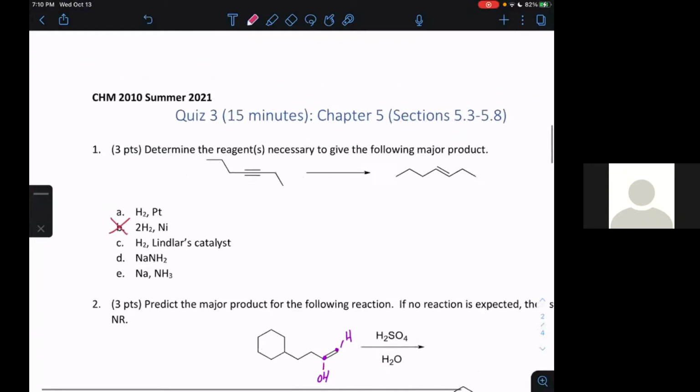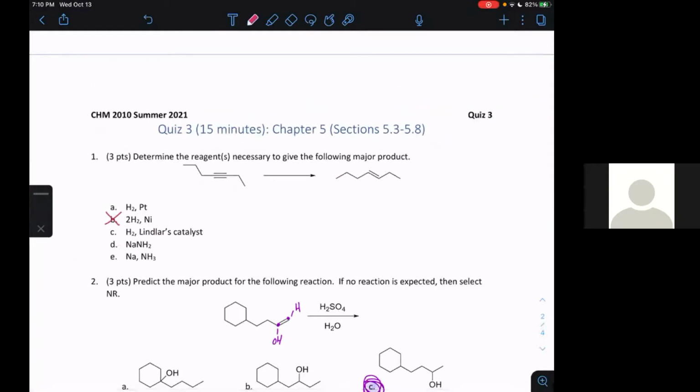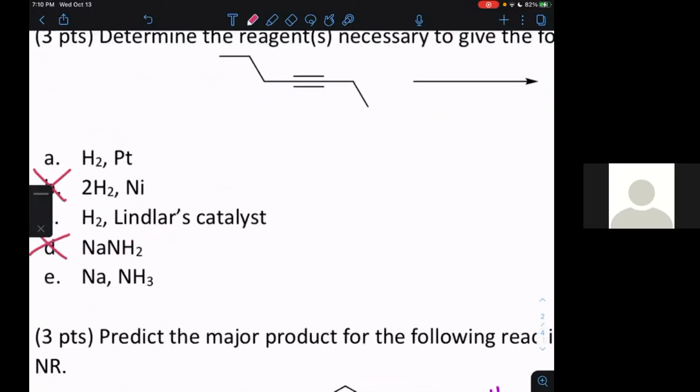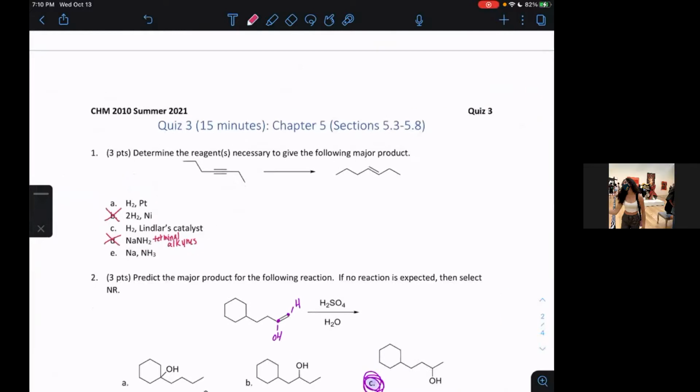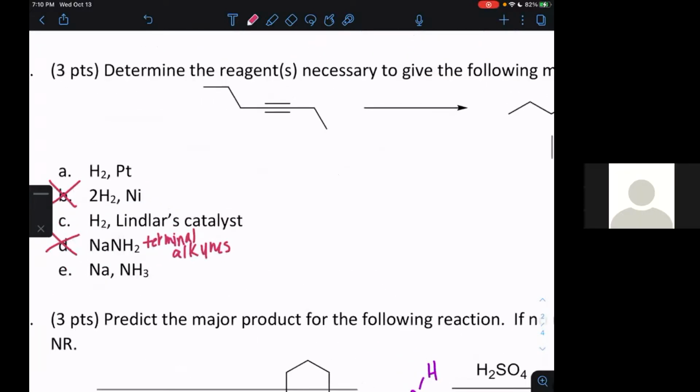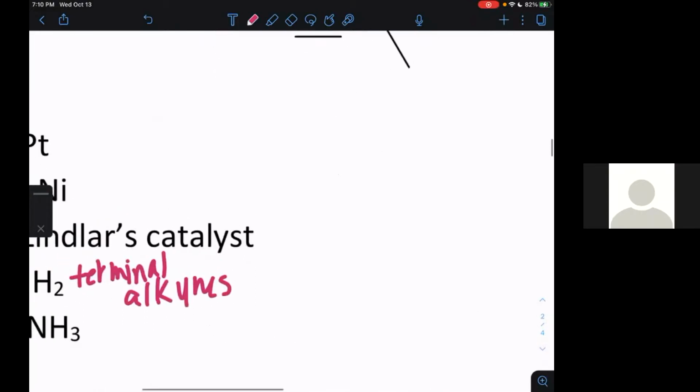The NaNH2 is supposed to make the alkyne into a conjugate base, and it's for terminal alkynes. And so the H2 and Lindlar's catalyst makes a cis alkene.